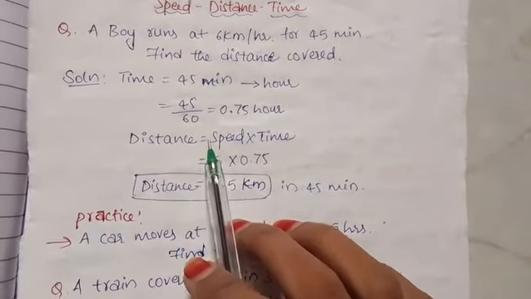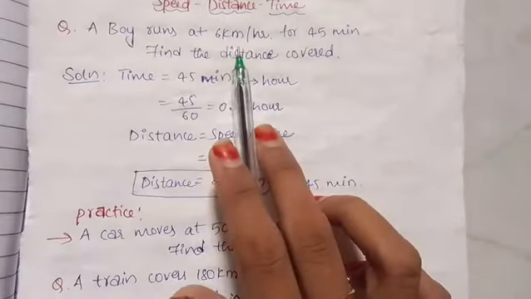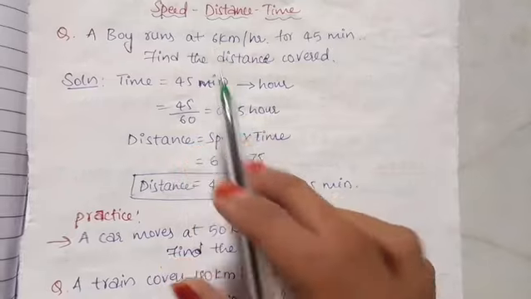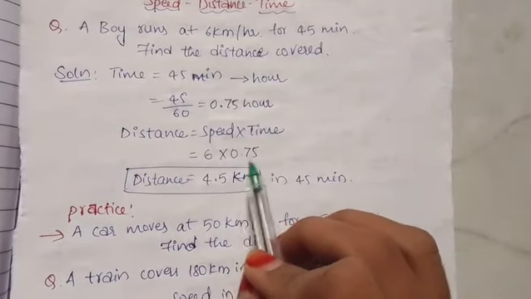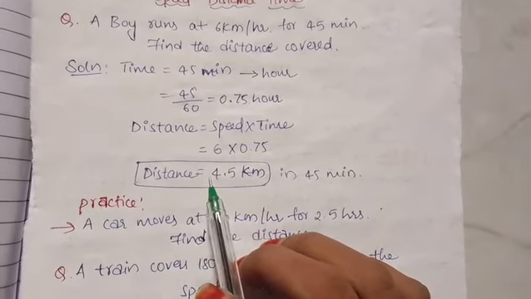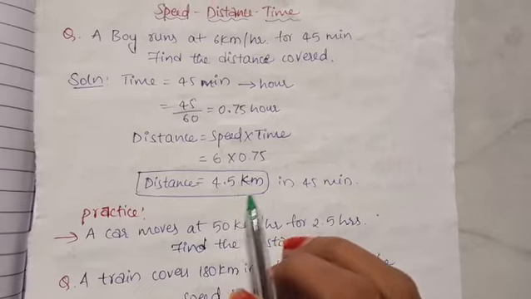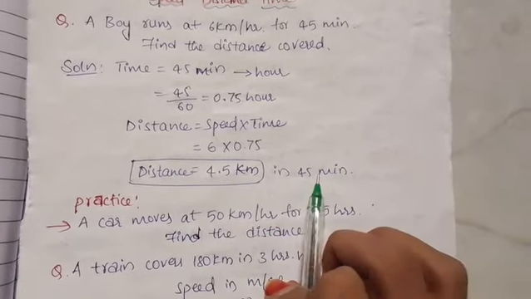Distance is equal to speed into time. Here the speed is 6 km and time is 0.75 hour. Let us calculate that. Distance is equal to 4.5 km. This is the distance covered in 45 minutes.